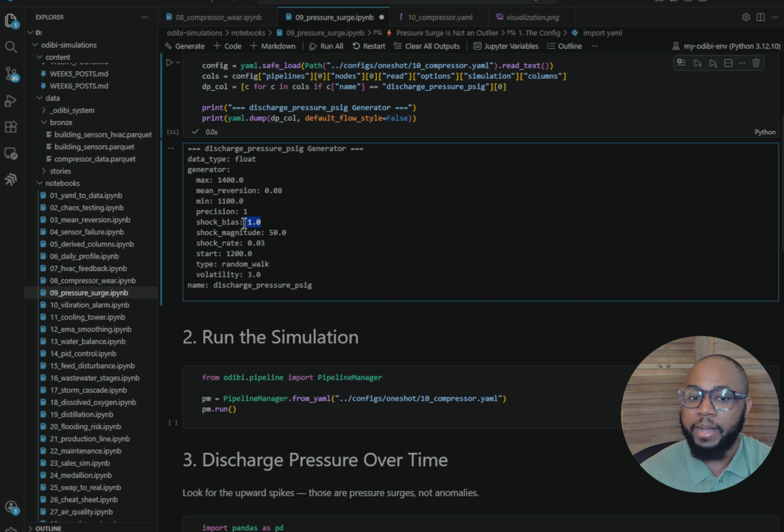The shock bias is a directional flag. A value of 1 means that the shock always goes up and never down, and that is physically correct. You never see pressure shock downwards. And if you set it to 0, then you get random direction. And if you set it to -1, then it always goes down. But for compressor surges, 1 is what the physics says. All right, let's run the simulation.